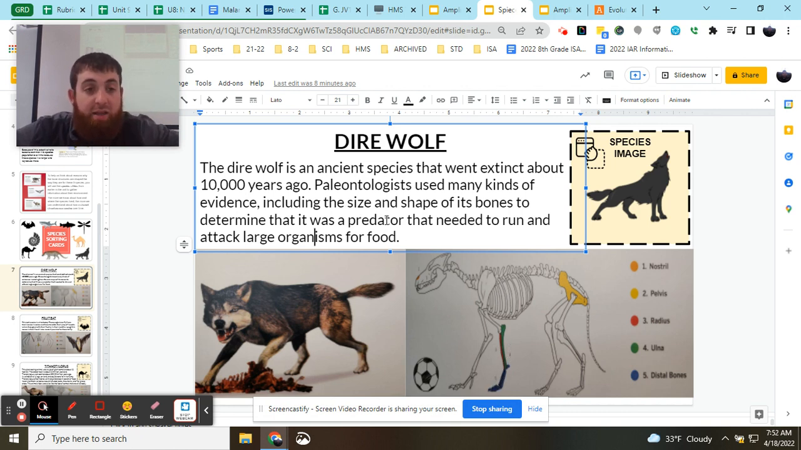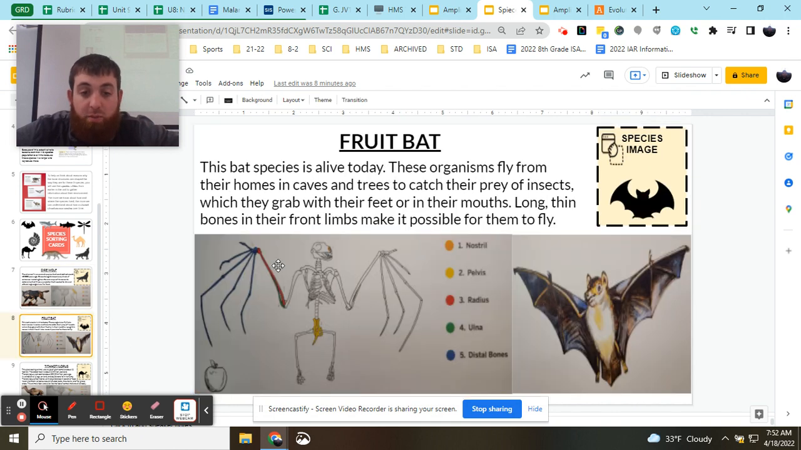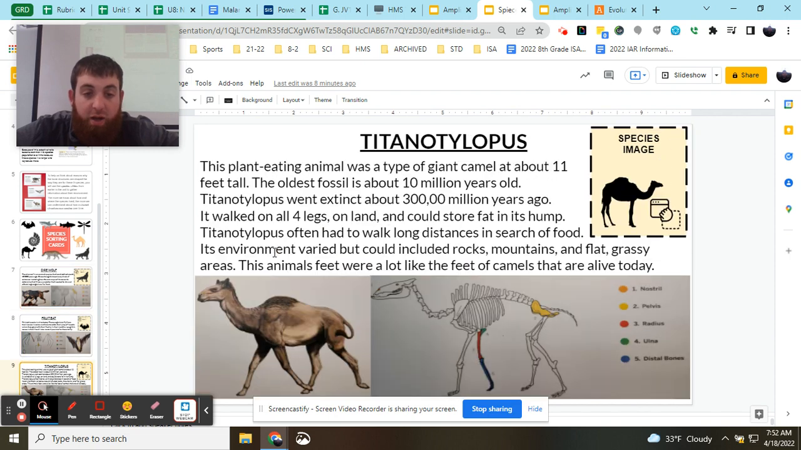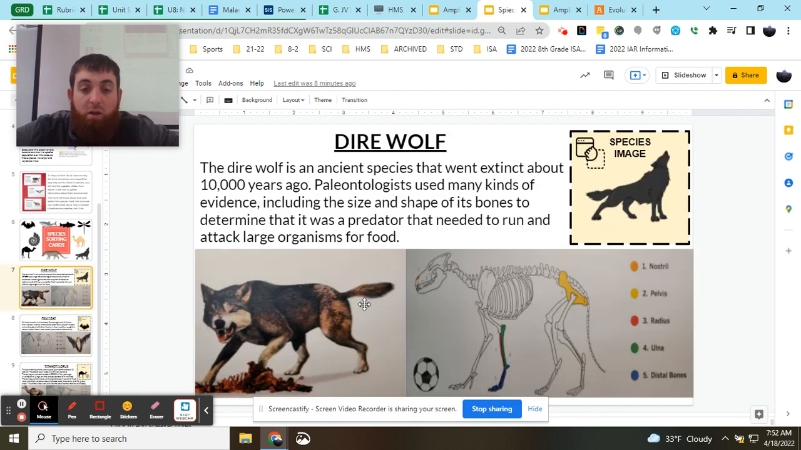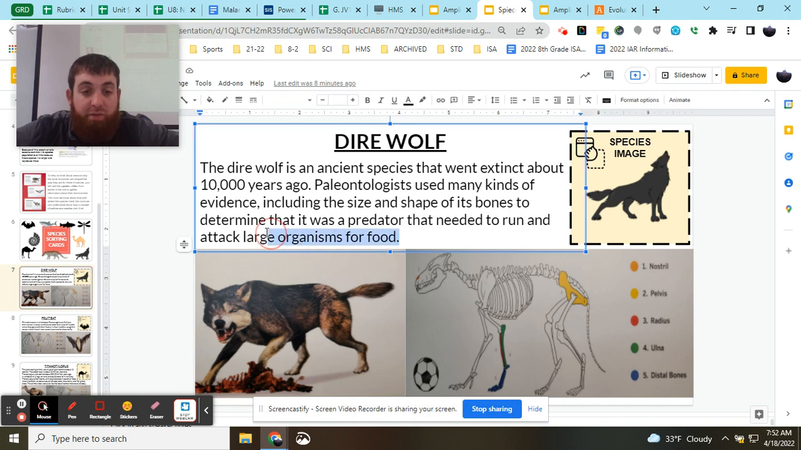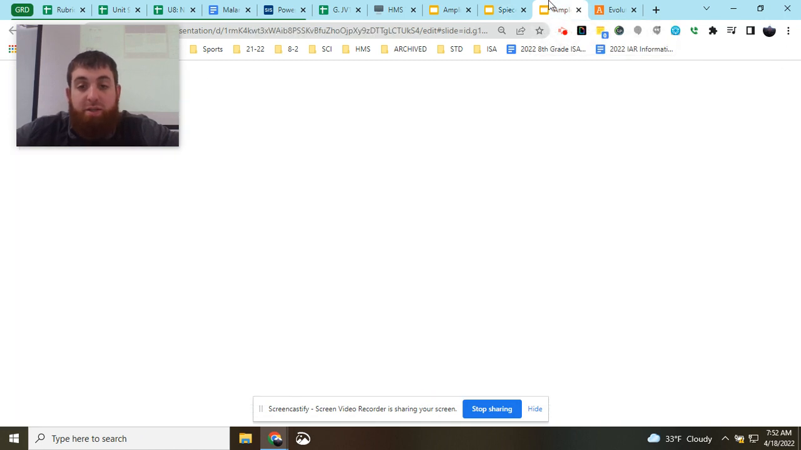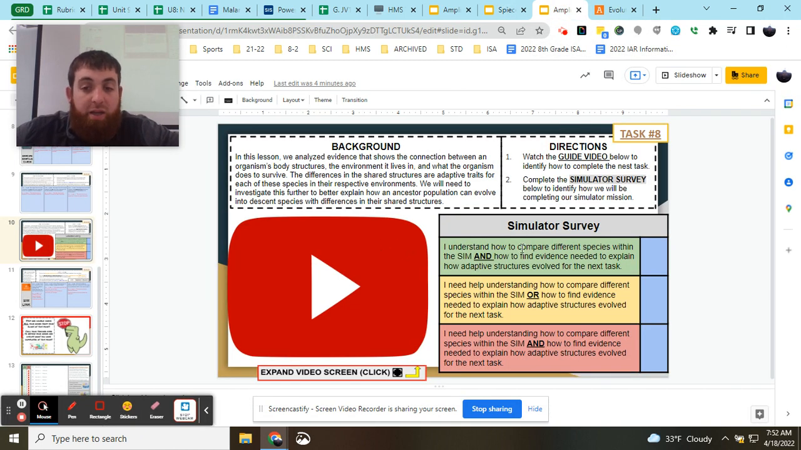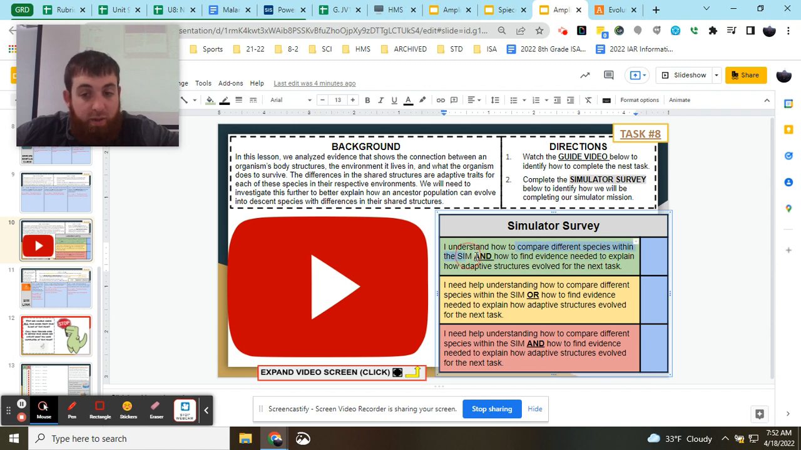And when we're able to connect these ideas, we're able to see that these shared structures, even though similar when it comes to the bat, the wolf, and our ancient camel, allow them to be adaptive for their specific environment with their specific needs. Now, paleontologists use these skills and these comparative pieces of evidence to help show connections between all species. And that's what we're going to be looking at doing here in the next one. We're going to be looking at comparing different species within our sim and finding evidence, just like we did, to explain how these adaptive structures evolved in the next task.